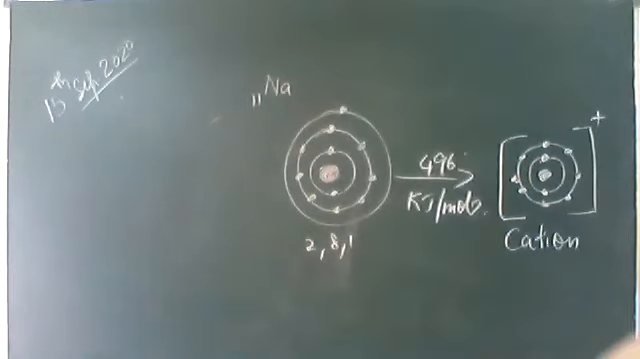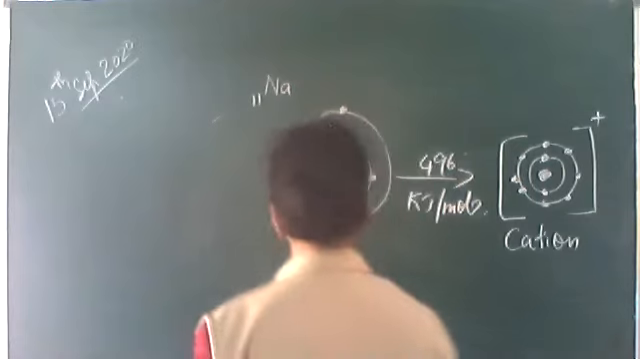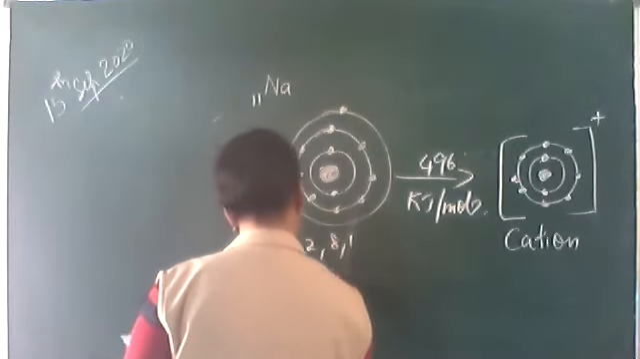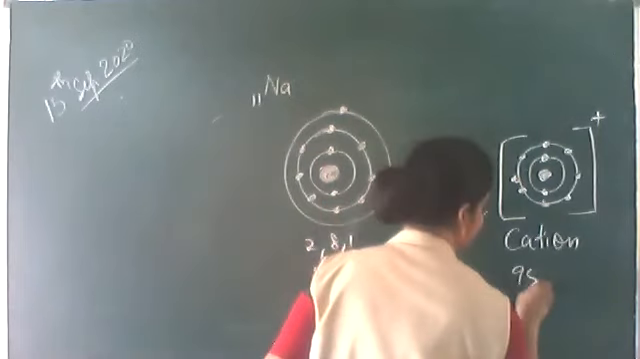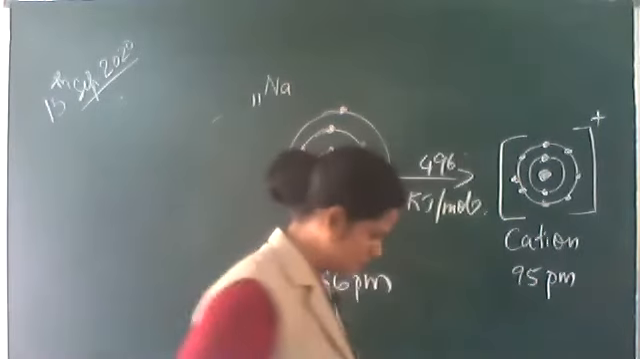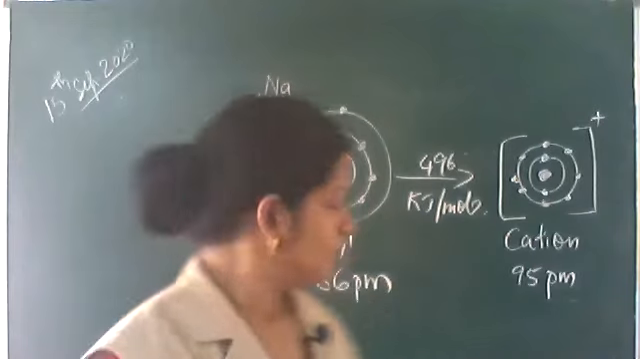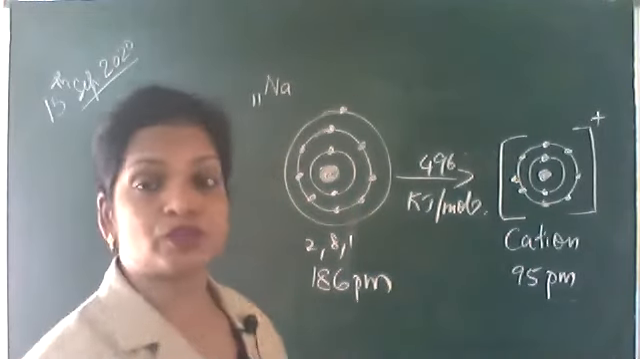So write down that radius. This is 186 picometer. But here only 95 picometer. 186 picometer, that of the neutral atom.